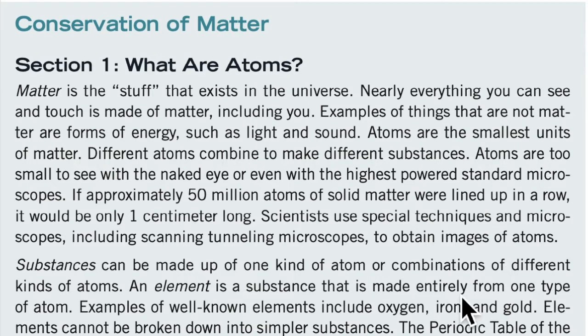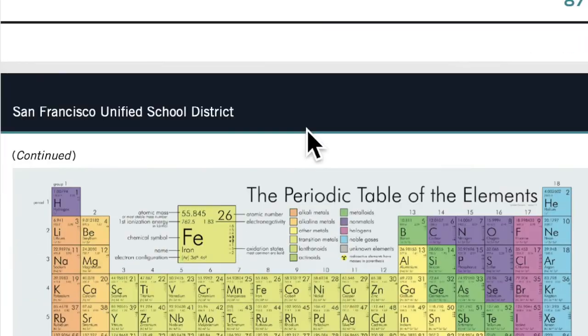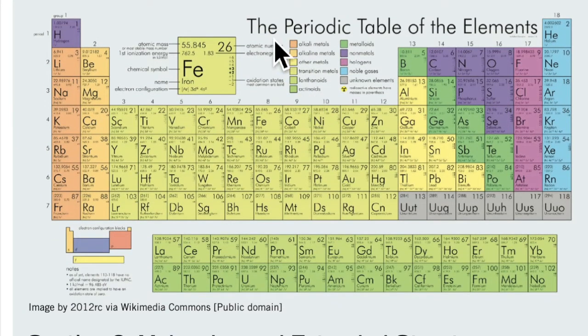The periodic table of the elements image shows all of the known elements. Each element is represented by its chemical symbol, which consists of 1 or 2 letters. The first letter of the symbol is always written in uppercase, and the second letter, if there is one, is always written in lowercase. For example, the symbol for iron is Fe. It stands for ferrum, which is the Latin word for iron. The periodic table of elements. Fe, iron.